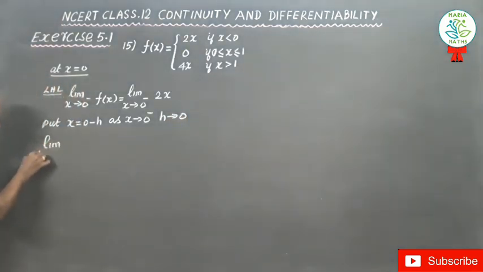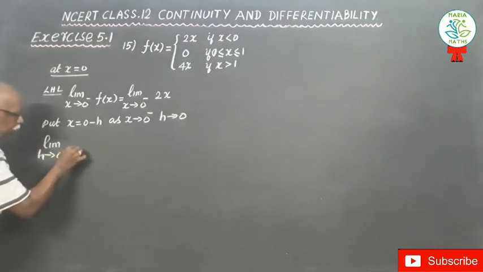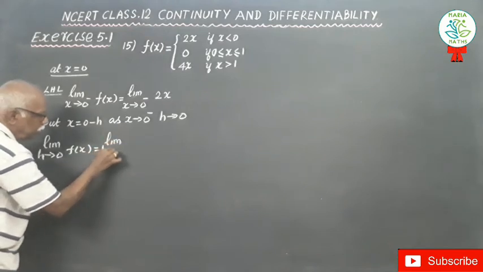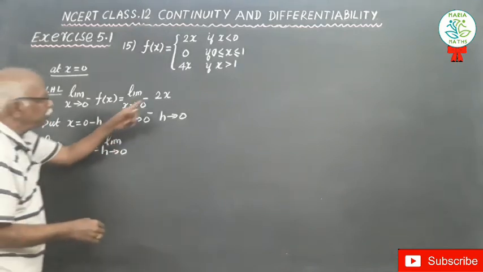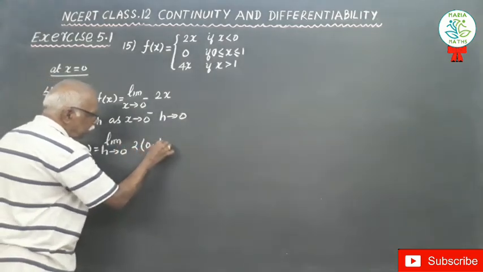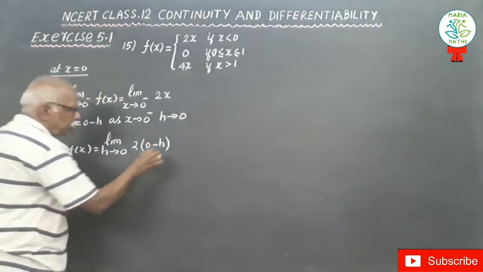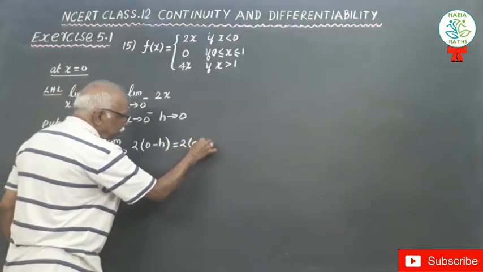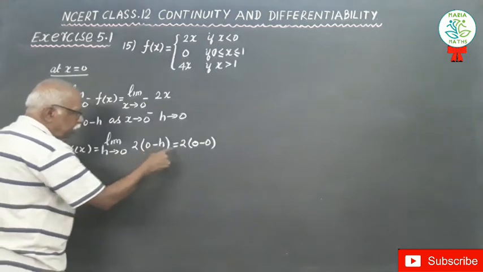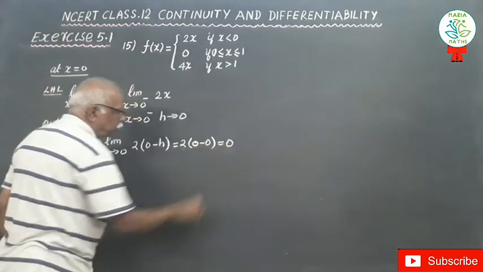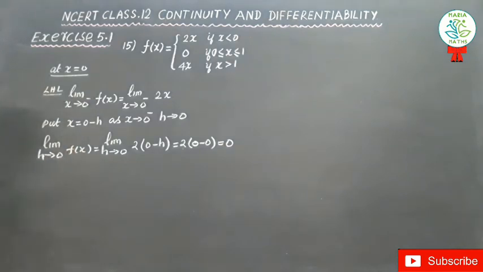Limit h tends to 0, f of x is equal to limit h tends to 0. Here f of x is 2x, 2 into 0 minus h is equal to 2 into 0 minus 0. We have to put h is equal to 0. 2 into 0 minus 0 is 0, 2 into 0 is 0. So left hand limit is 0.